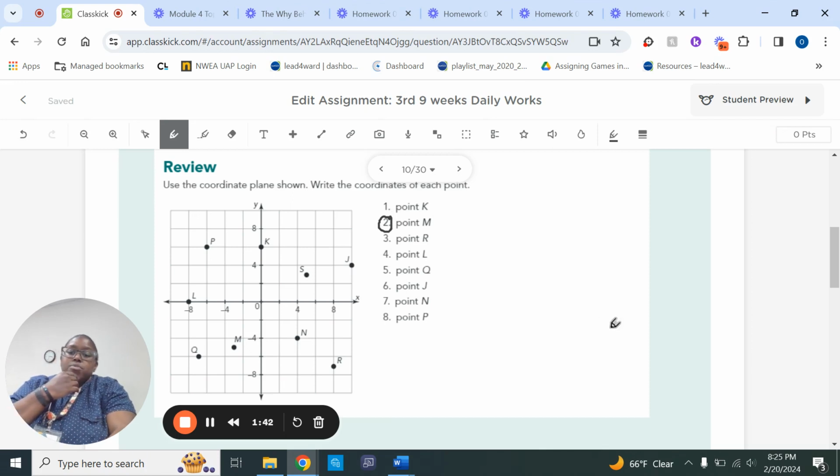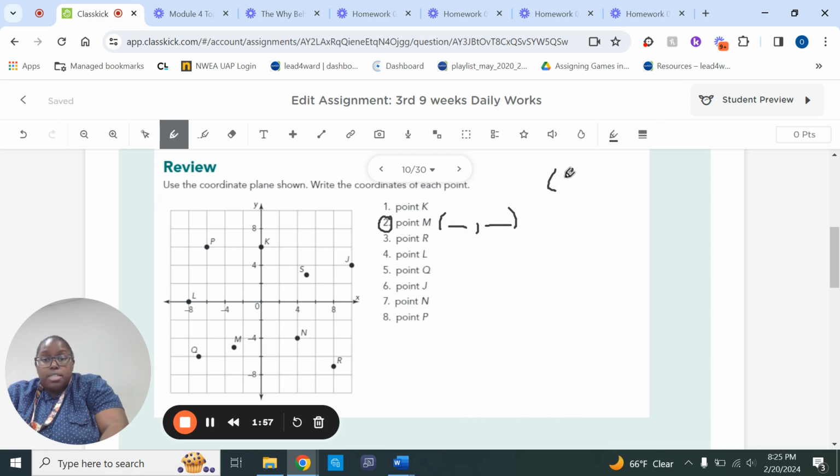So, let's get some notes down. Now, first of all, this is one where you have to write an ordered pair. Now, if you don't know what an ordered pair is, an X and Y coordinate with the X coming first, the Y coming second, and that tells me the location of your point.